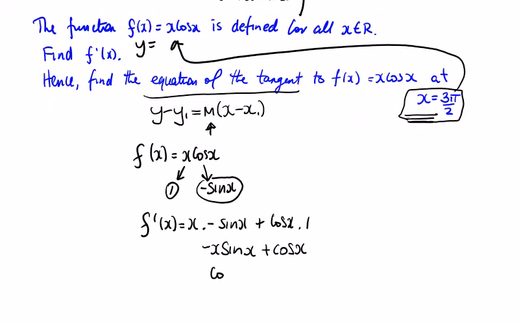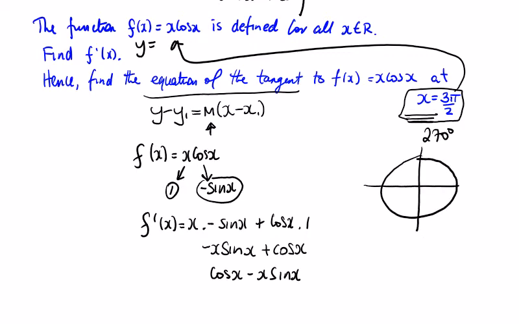Now, it might look a bit neater just to write cos x minus x sine x if you choose to have the minus in the middle. So what have we got here? 3 pi over 2 is 270 degrees. We could use our unit circle here if you want not to have to use a calculator. 270 is down here, 0, minus 1. Cos and sine of 270: cos is 0, sine is minus 1.